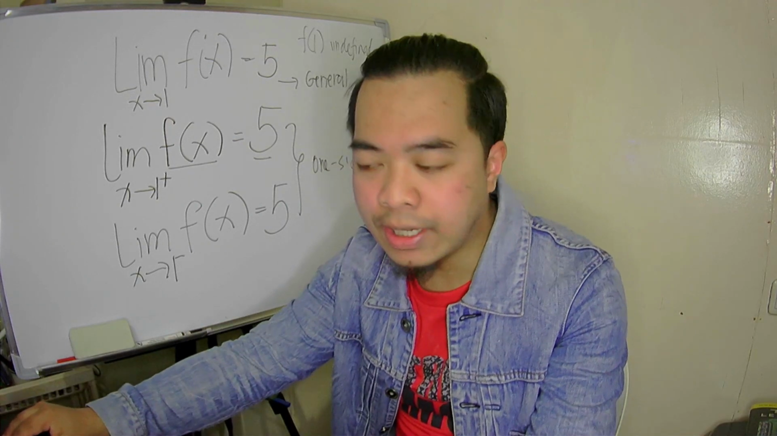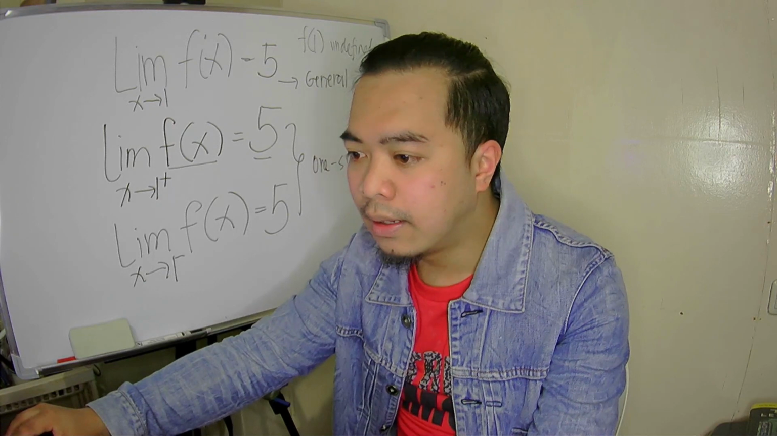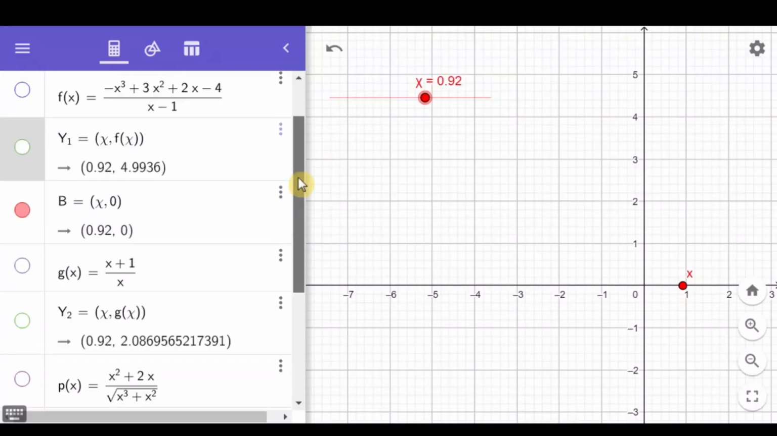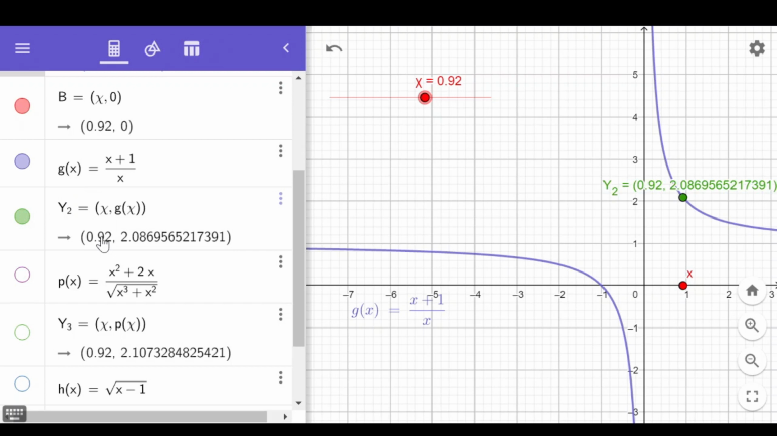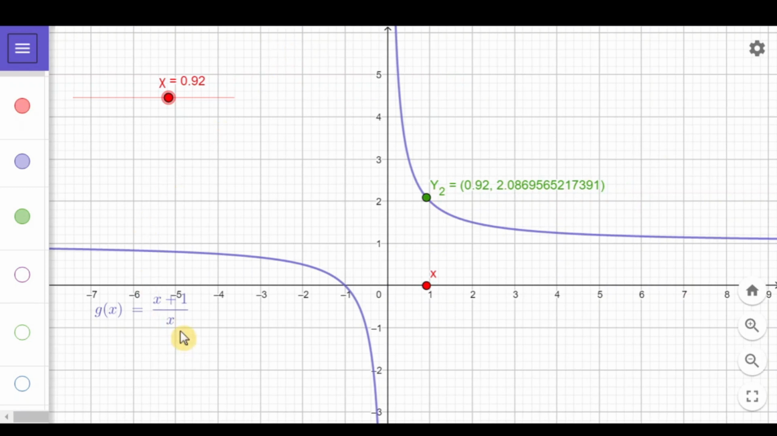Magbigay ako ng halimbawa, isa pang halimbawa, just to illustrate that further. So let's then consider another function. This time I'm going to name that function g of x. This is our second function. Our function here is defined by x plus 1. It's still a rational function. It is x plus 1 in the numerator, and the denominator is x.